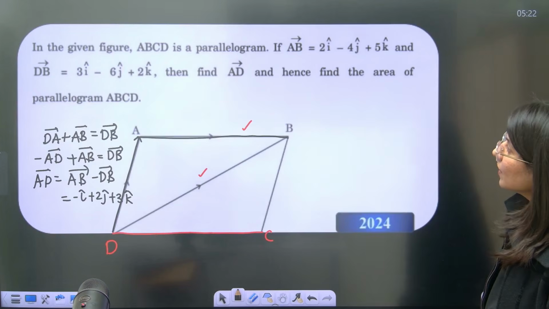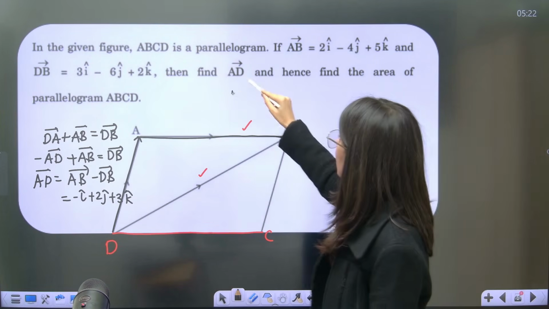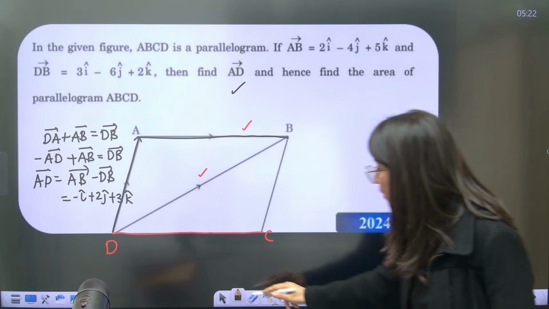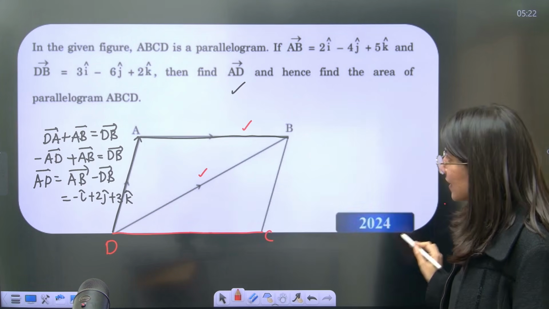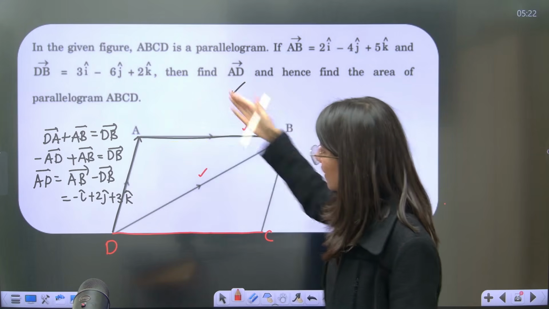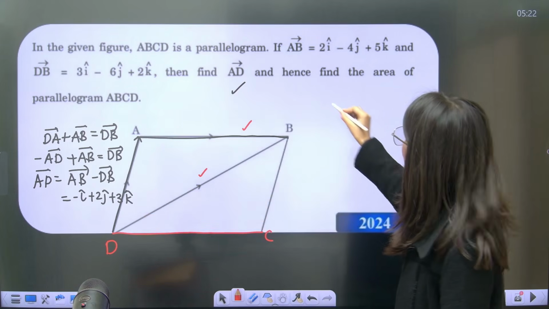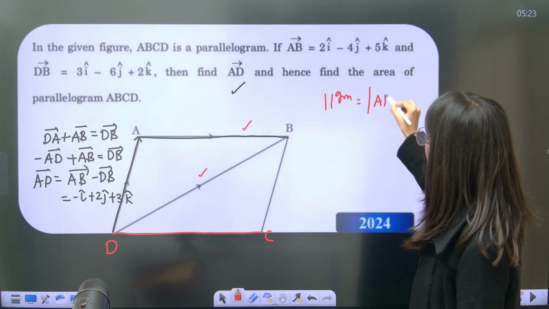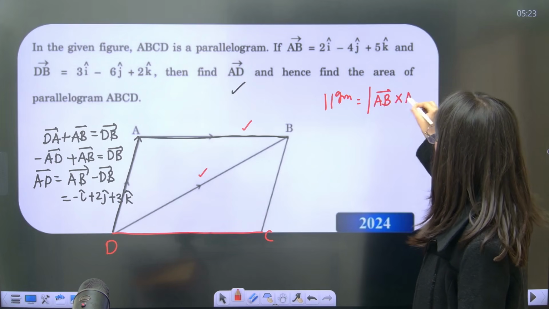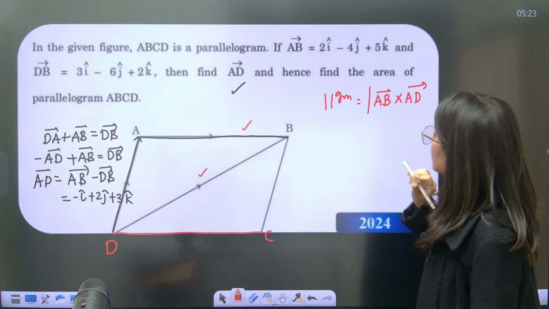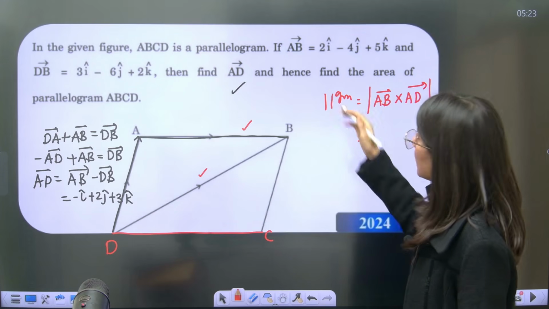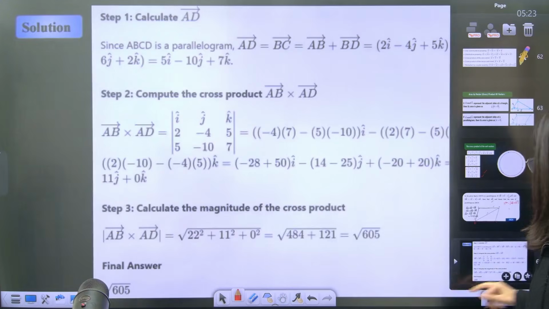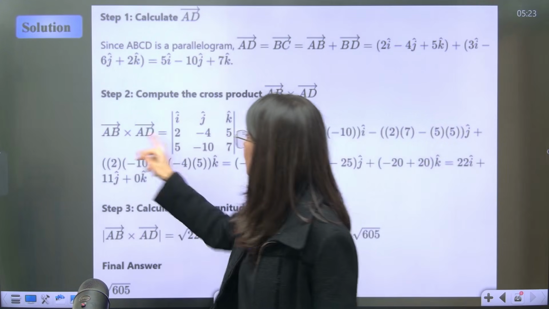So first of all, we have found AD, and hence find the area of the parallelogram. Now, area of a parallelogram is the magnitude of the cross product of two adjacent sides. So we have AB, we have AD now. So area of parallelogram will be the magnitude of AB cross AD. AB you have, AD you just got, just take the cross product.